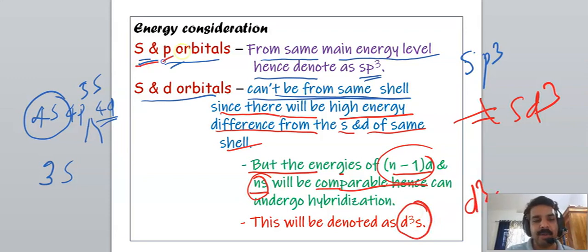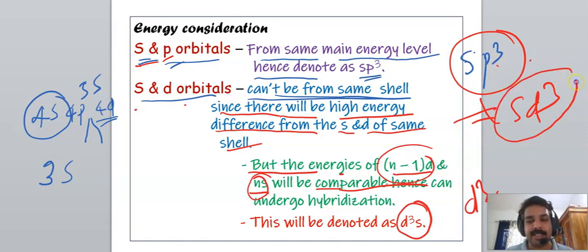So s and p orbitals are denoted as sp3 because they are from the same main shell. s and d orbitals cannot be denoted as sd3 because s and d orbitals of the same level will have very much different energy. But the d orbital from the lower level and an s orbital will have comparable energy. That is, (n-1)d and ns orbitals, we already studied that, have comparable energy. Therefore, the hybridization is denoted as d3s.